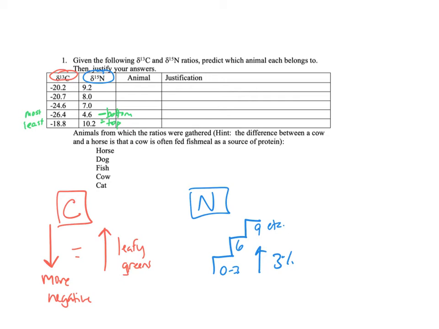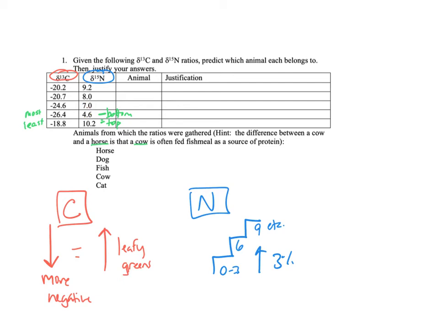Looking at these, you'd say, like a horse, oh, and I gave you this hint, horse and cow. The difference is that cows are often given fish meal. So they're eating an organism that's eating other organisms, because fish generally eat other organisms. That puts the cow up higher on the food chain than the horse, occasionally. So we've got these two, the negative 24 and the negative 26, that are likely plant eaters. These are probably going to be our horse and our cow. They're eating a lot of leafy greens like hay. But one of them is a step higher on the food chain than the other one.